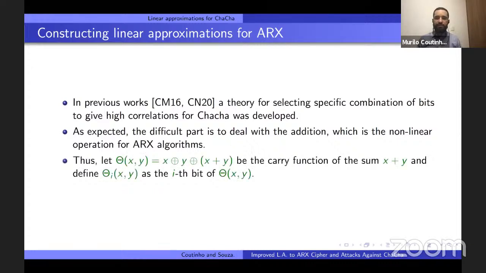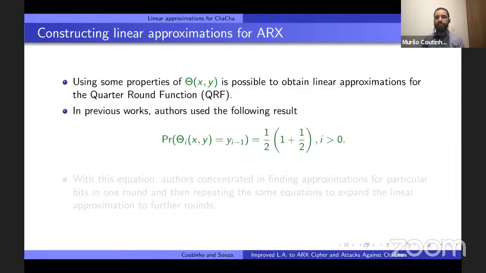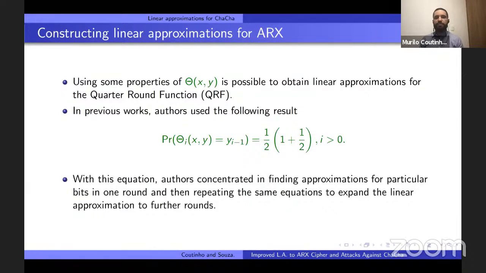Thus, let us define theta of x and y as the carry function for the sum x plus y, and define theta_i as the i-th bit of theta. Using some properties of the carry function, it's possible to obtain linear approximations for the quarter-round function of Chacha. In previous works, authors used the following result, which says that the i-th bit of the carry function can be approximated by y_{i-1} with correlation a half.